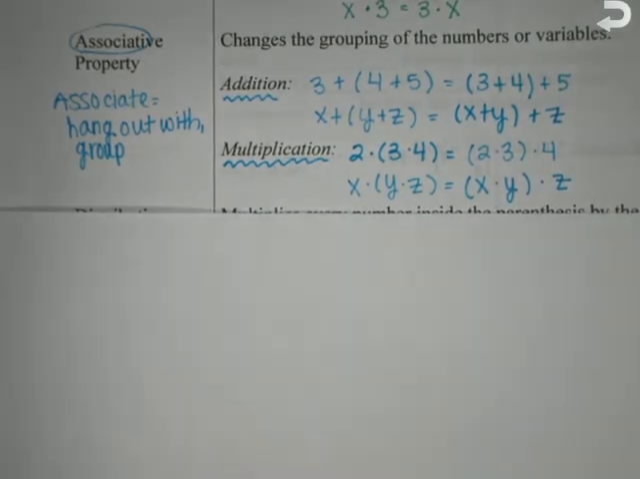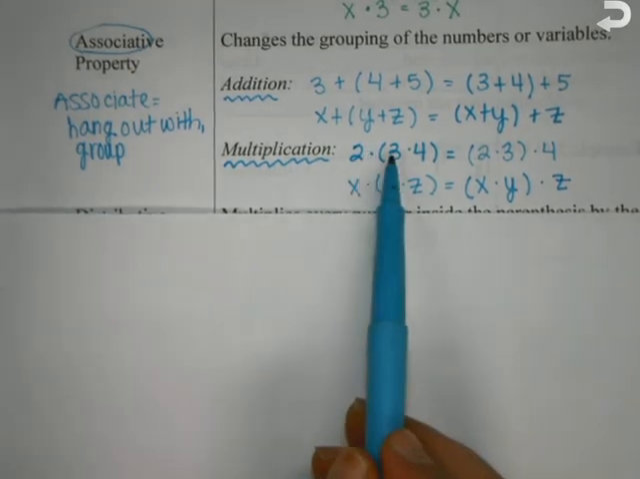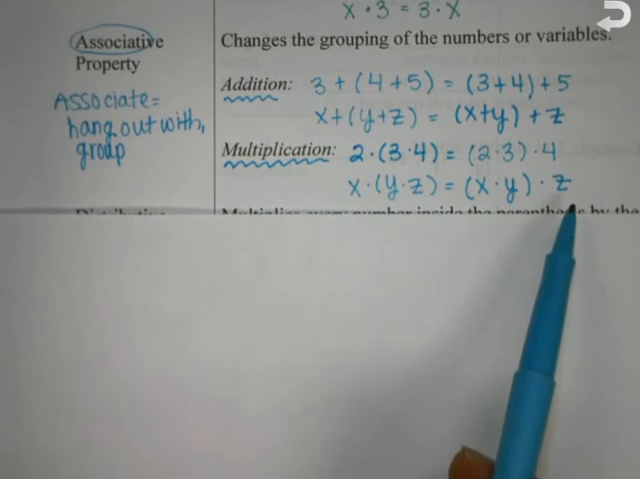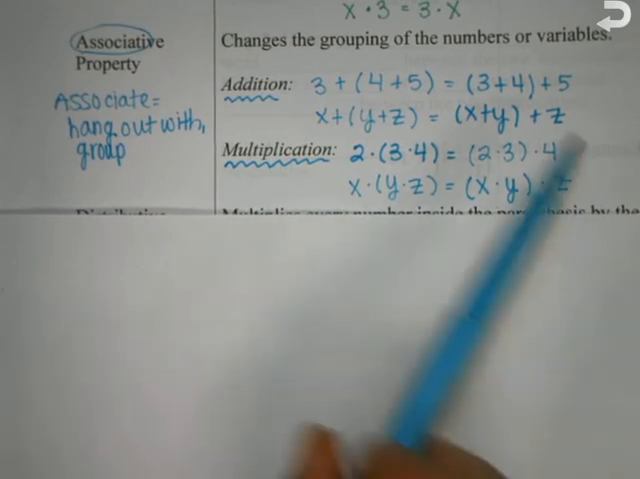Associative property. Be very careful. Did you all notice how the order is the same each time? So the order did not change. That's commutative. This is just where the parentheses are.